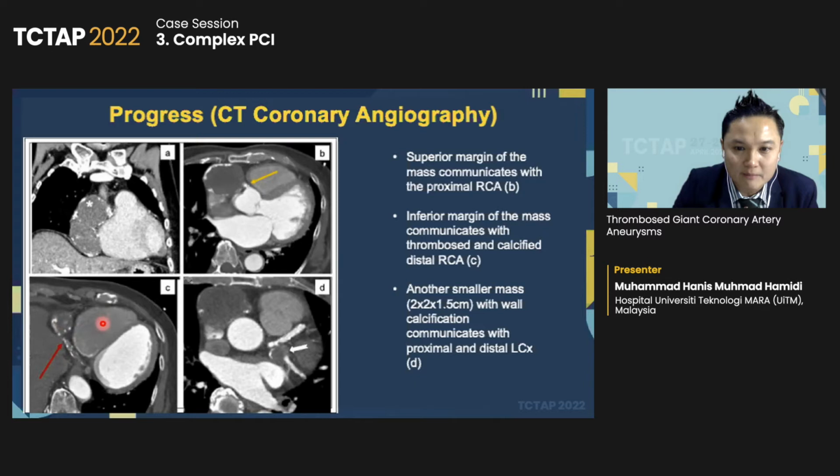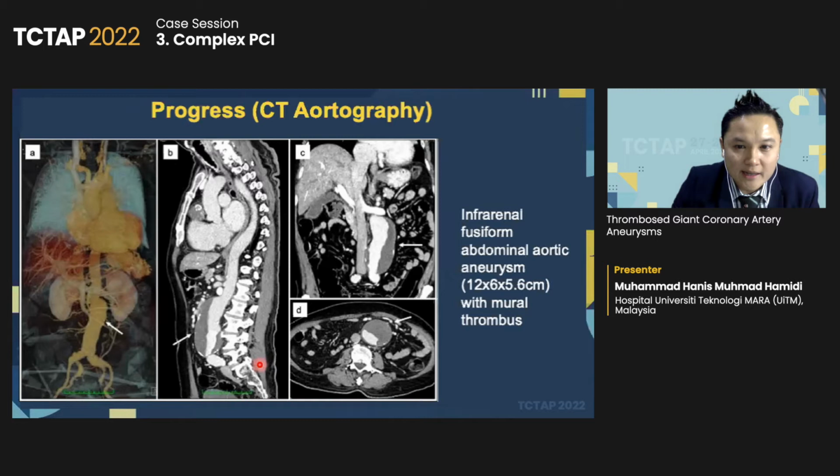From the CT as well, there was another smaller mass with wall calcifications measuring about 2 cm, which communicates with the proximal and distal left circumflex, and indeed is another thrombosed giant left circumflex aneurysm. Not only do we have two giant thrombosed coronary aneurysms, the cardiac CT triple rule-out protocol also examines the aorta, where we discovered another large infrarenal fusiform abdominal aortic aneurysm. The triple A measures about 12 times 6 centimeters, which extends into the iliac bifurcation with presence of mural thrombus.